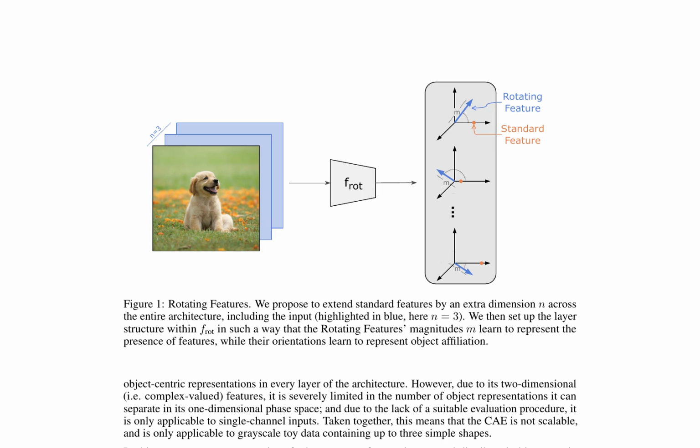The authors propose an extension to standard features by adding an extra dimension, termed rotating features, which enables the representation of object affiliation and presence across the entire architecture. This is achieved by setting up the layer structure such that the magnitudes of rotating features learn to represent the presence of features, while their orientations learn to represent object affiliation. Unlike the Complex AutoEncoder, CAE, which is limited in its ability to separate object representations and is only applicable to single-channel inputs, the proposed rotating features can scale to real-world data and represent a greater number of objects simultaneously.